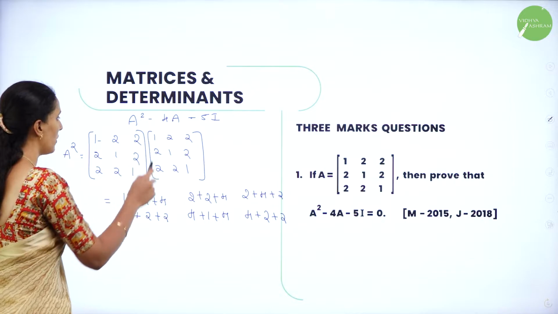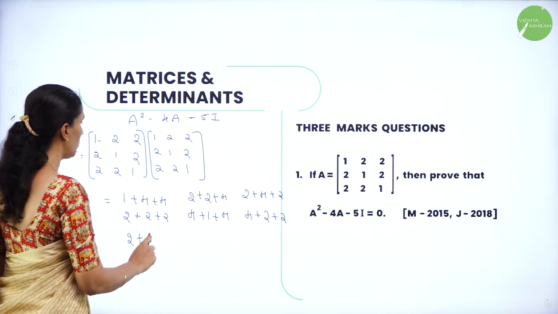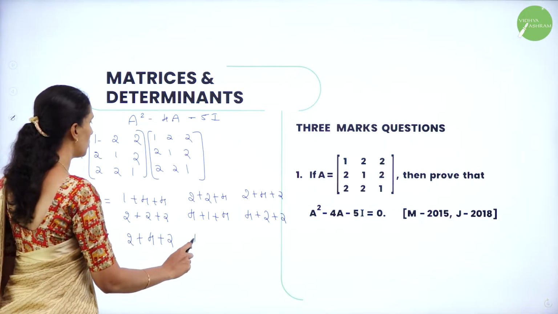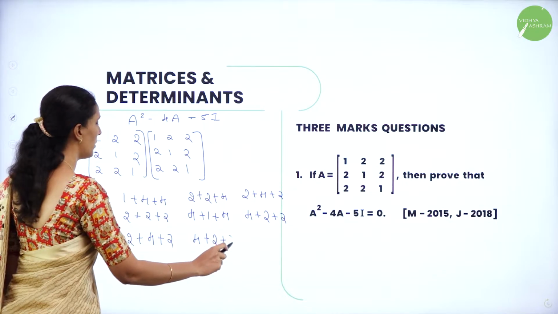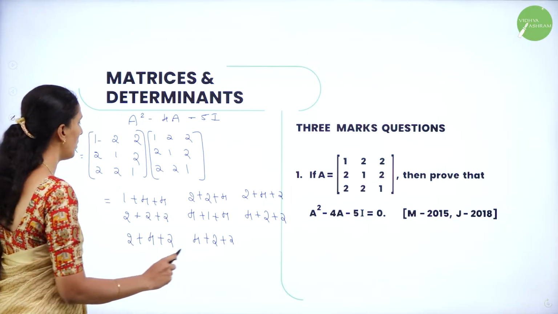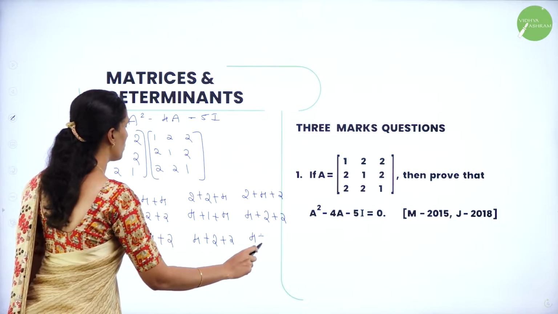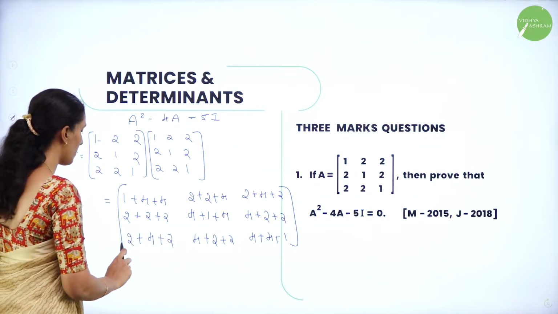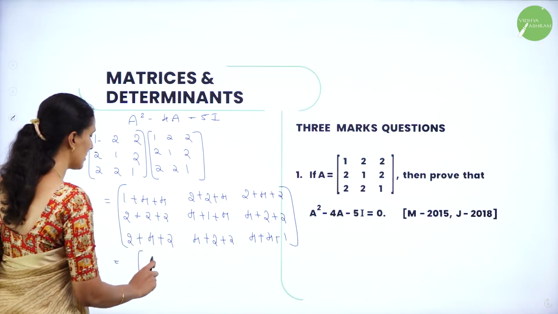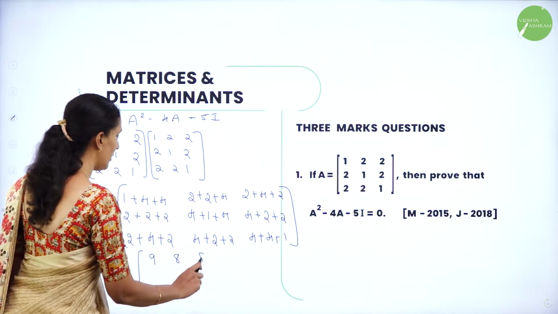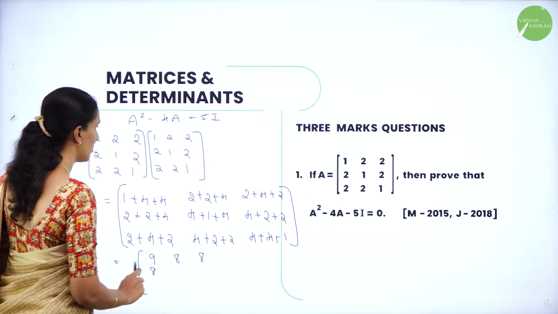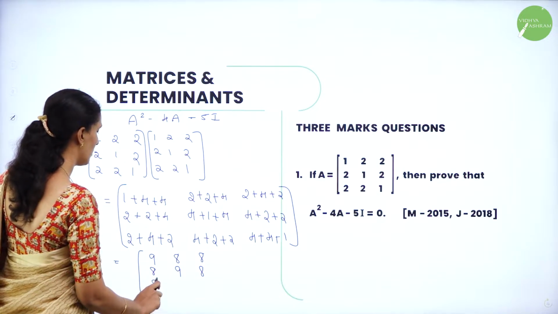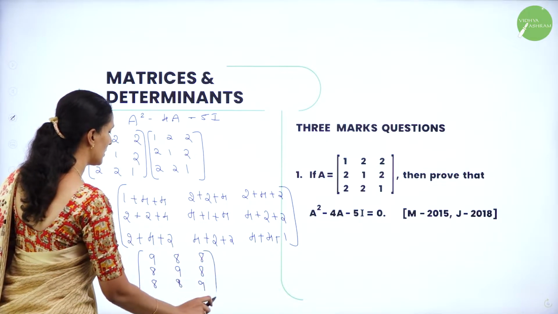Next third row first column, 2 1s are 2, 2 2s are 4, 1 2s are 2. Third row second column, 2 2s are 4, 2 1s are 2, 1 2s are 2. Third row third column, 2 2s are 4, 2 2s are 4, plus 1 1s are 1. So what is the matrix we get here? A square is [9, 8, 8; 8, 9, 8; 8, 8, 9]. So this is A square.